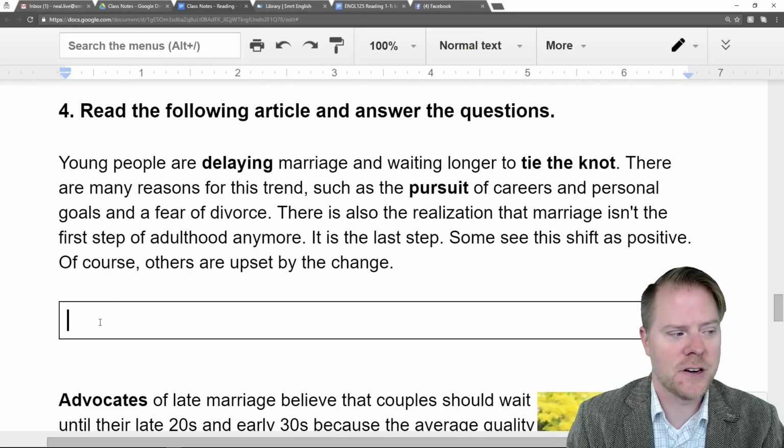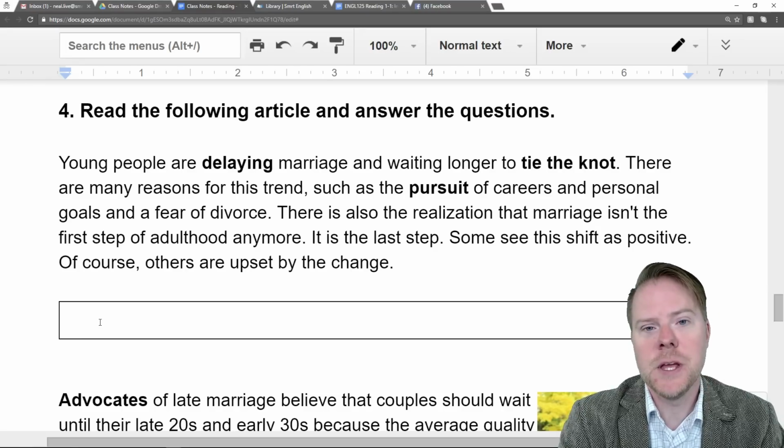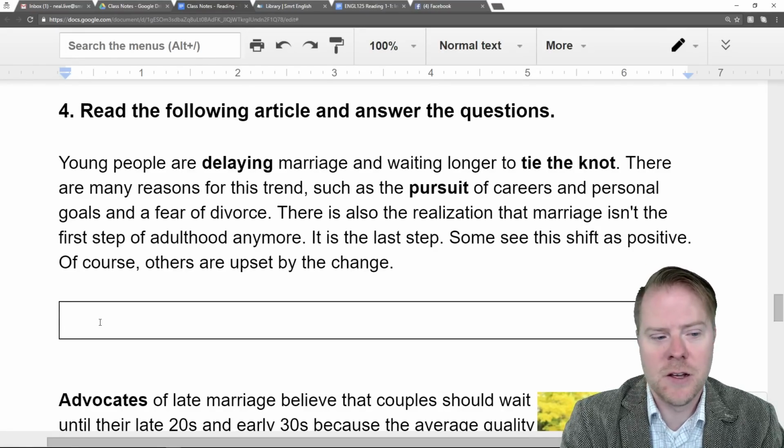This article here, and I will read the first paragraph. Young people are delaying marriage and waiting longer to tie the knot. There are many reasons for this trend, such as the pursuit of careers and personal goals and a fear of divorce. There is also the realization that marriage isn't the first step of adulthood anymore. It is the last step. Some see this shift as positive. Of course, others are upset by the change.